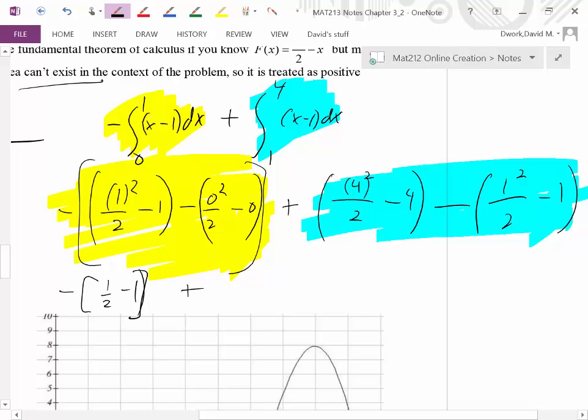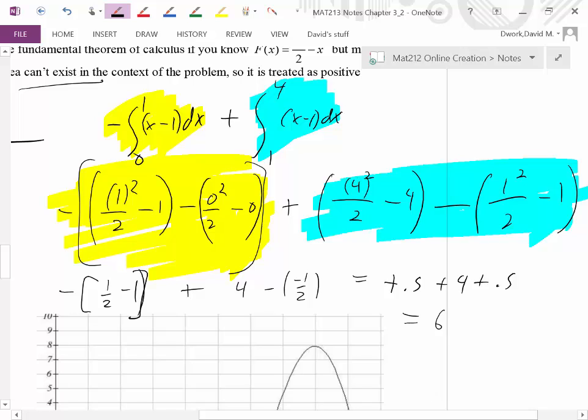All right, so then over here we've got 4 squared is 16. 16 divided by 2 is 8. 8 minus 4, that's 4. Minus, let's see, 1 squared is 1. 1 half. 1 half minus 1 is a negative 1 half, or negative 0.5. So simplifying this a little bit, I have a negative 0.5 times a negative 1, which would make it into a positive 0.5, plus 4. Then here again I have another plus 0.5, so that's going to result in a total of 6.